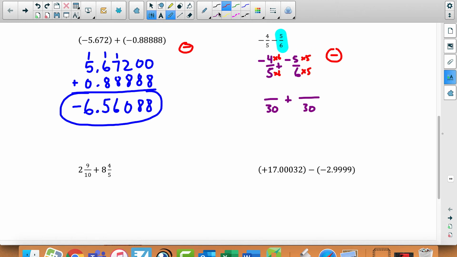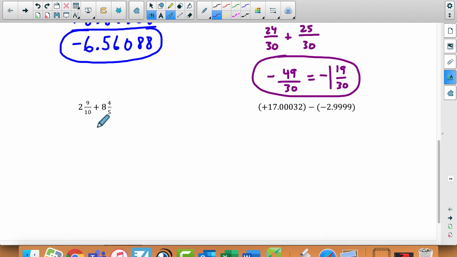Now again, don't worry about the negative. We've dealt with that when we decided the answer is going to be negative. So 5 times 6 is 30, 4 times 6 is 24, 6 times 5 is 30, 5 times 5 is 25. And we can add these together. Keep the denominator the same. 24 plus 25 is 49. And remember, our answer is negative. So negative 49 over 30 is great, or switch it to negative 1. 30 goes into 49 one time, and 19 are left over. So 19 over 30. And there you go.